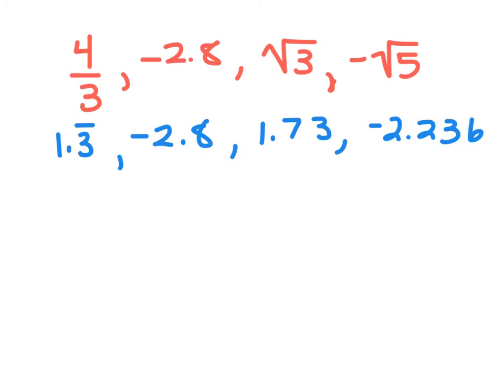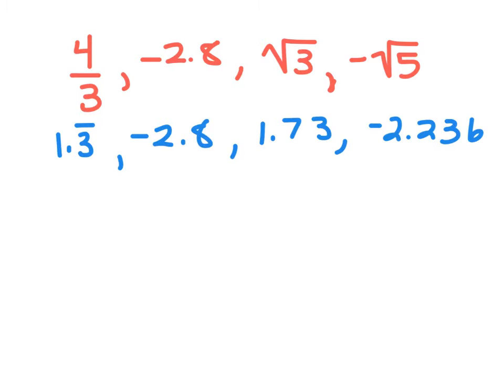So to make our job easier, I've converted each of these numbers into decimal form. 4/3 becomes 1.3 repeating. Negative 2.8 stays the same. The square root of 3 becomes 1.73200508, and it continues on. It is irrational. And the negative square root of 5 becomes negative 2.236, and so on and so forth. It is also irrational, so it's non-terminating and non-repeating.